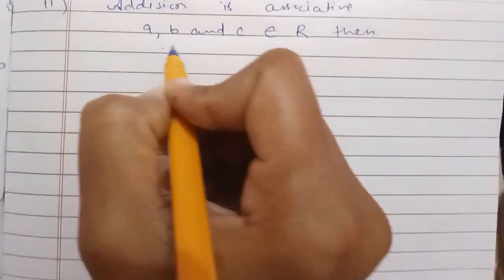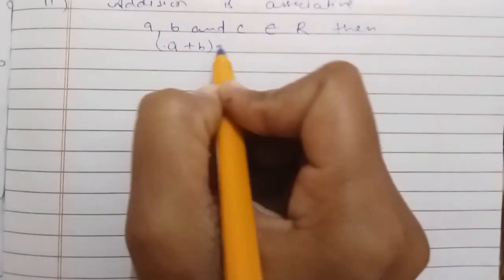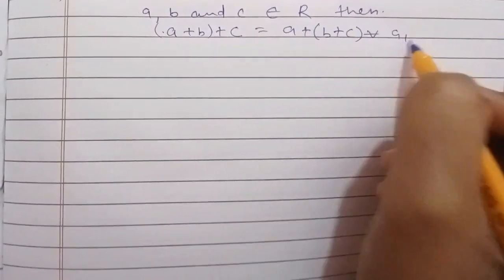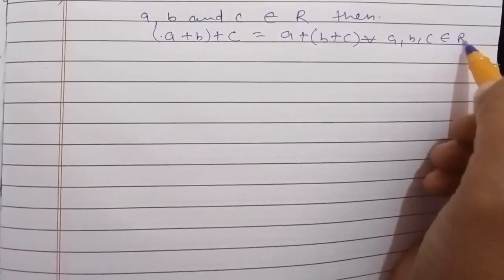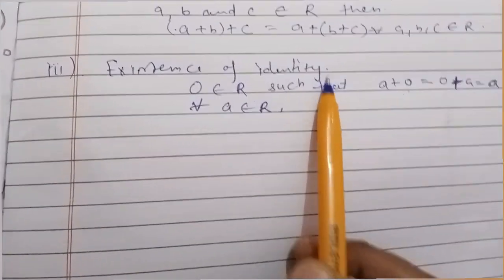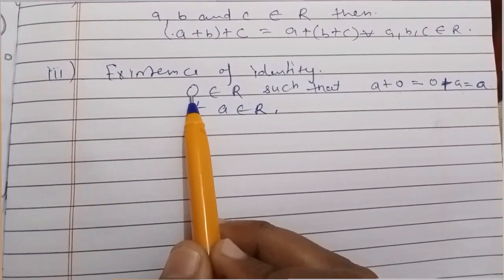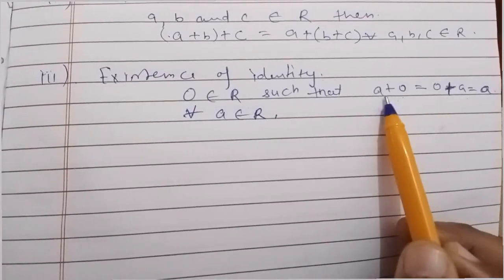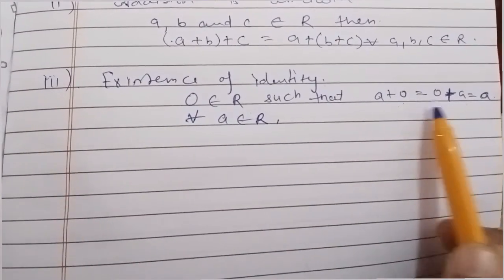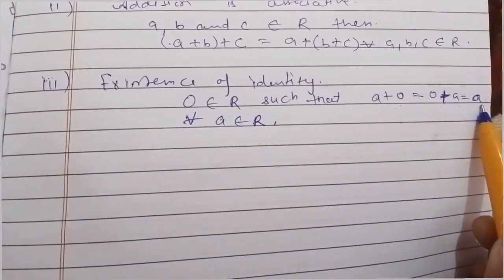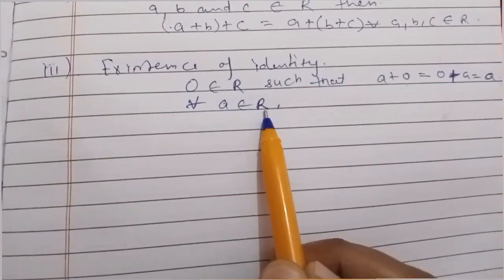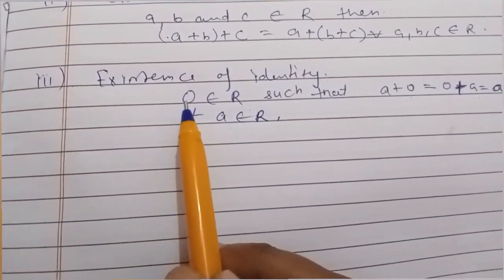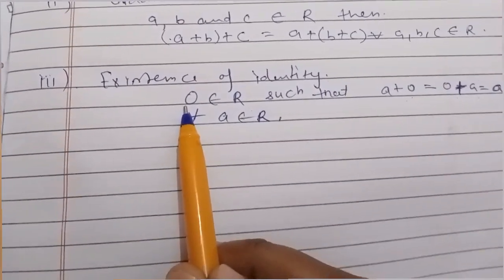The second property is addition is associative, means if we have A, B and C, three elements belonging to R, then (A plus B) plus C must be equal to A plus (B plus C) for all A, B, C belonging to R. The third property is existence of identity, means there exists an element denoted by 0 such that A plus 0, or 0 plus A, is equal to A for all A belonging to R. Then this element is called the identity or 0 element in R.